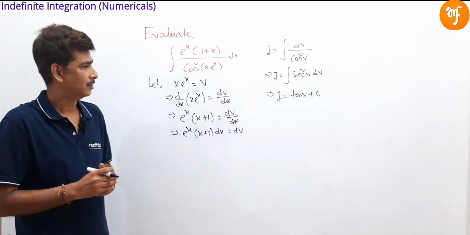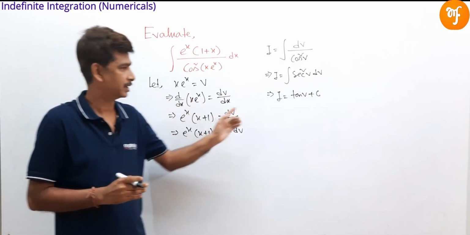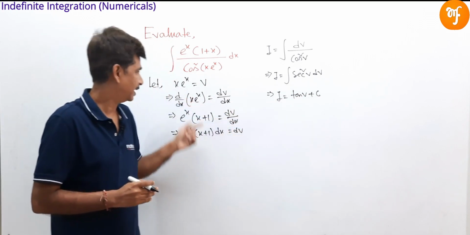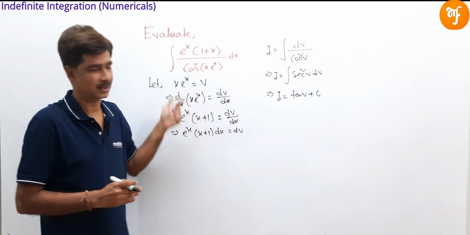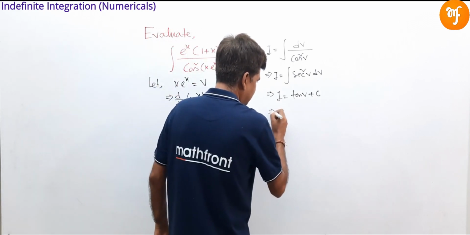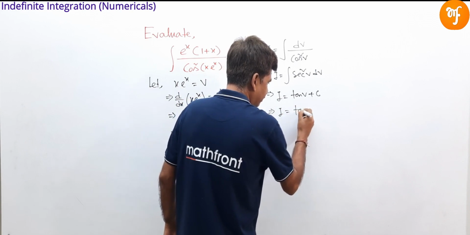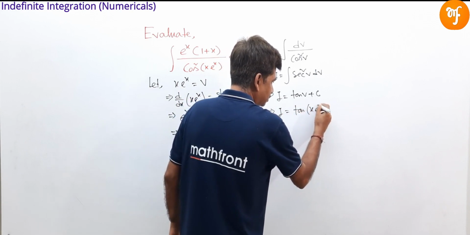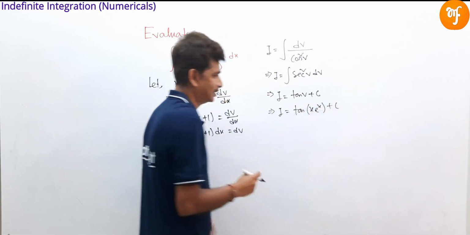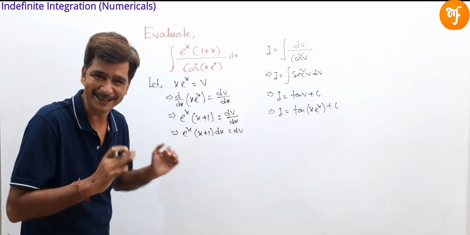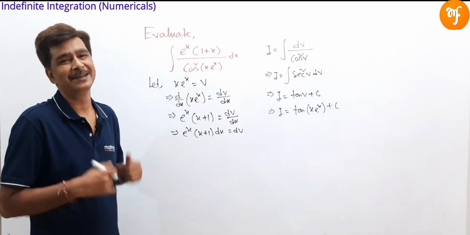Now for the final result, we will reput the value of v as x e^x. So what will be the integration? I is equal to tan(x e^x) + c. So this is the final answer. Clear? Okay, now come to the next question.